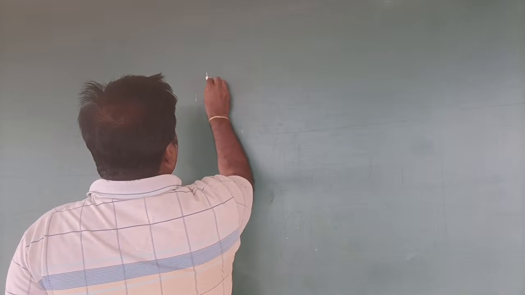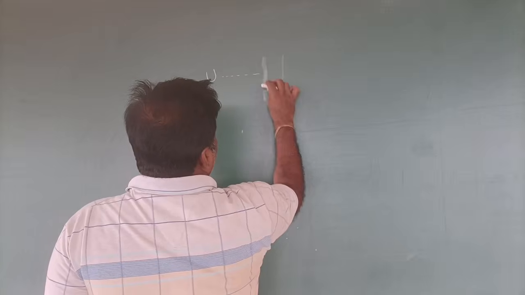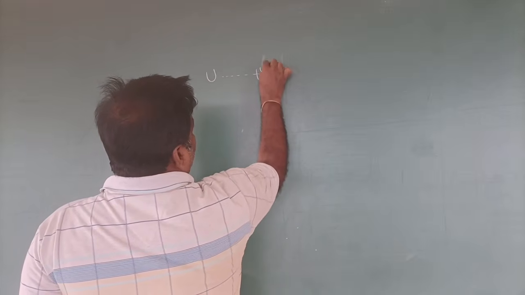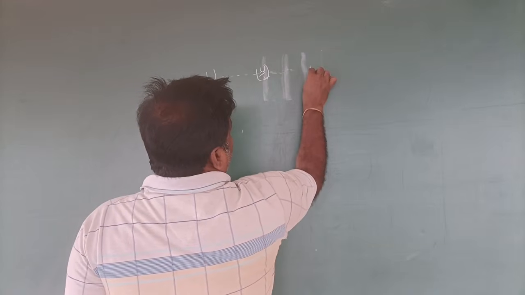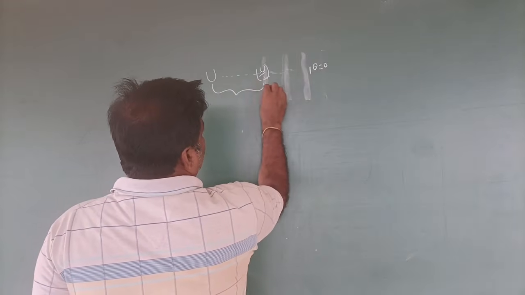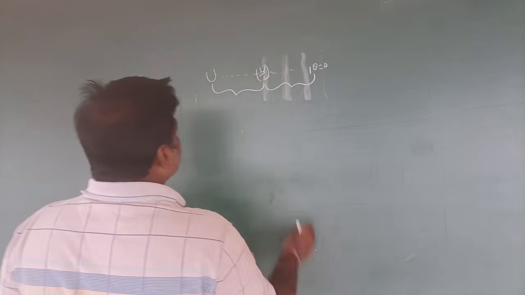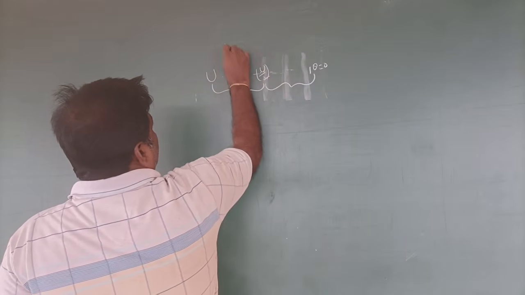Next step. A bullet is fired into a fixed target, loses half of its velocity. Initially, the bullet starts with velocity u, and then it traverses. After hitting this one, it loses its speed to u by 2, and finally it penetrates some distance into it. Then here its velocity becomes 0. So up to here it travels a distance, up to here it travels another distance. This is case 1, and this is case 2.